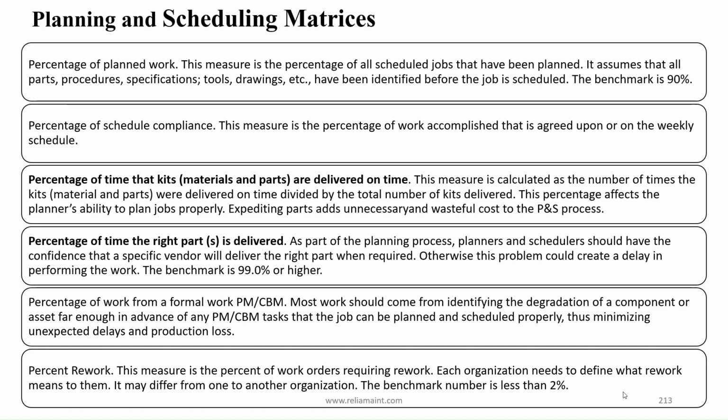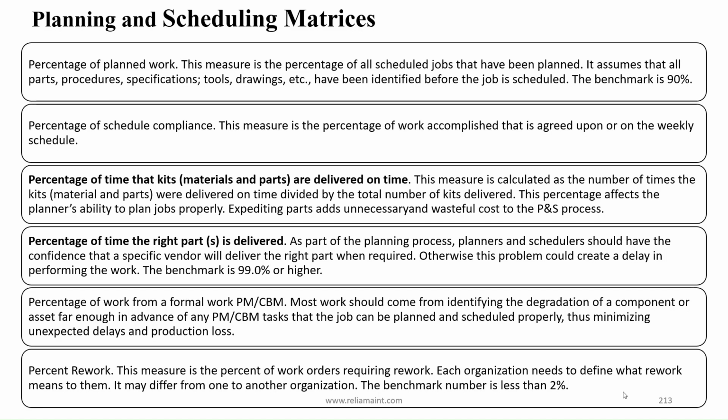Planning and scheduling metrics. Percentage of planned work. This measure is the percentage of all scheduled jobs that have been planned. It assumes that all parts, procedures, specifications, tools, drawings, etc. have been identified before the job is scheduled. The benchmark is 90%. Percentage of schedule compliance. This measure is the percentage of work accomplished that is agreed upon or on the weekly schedule.